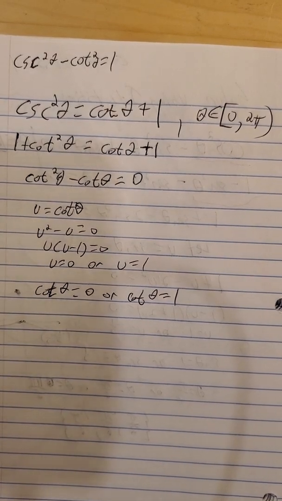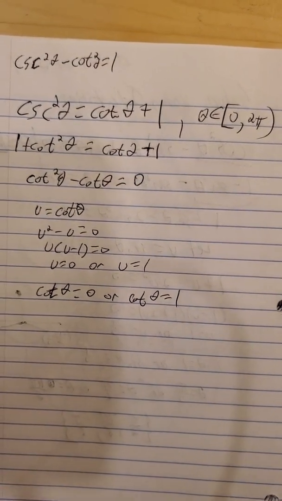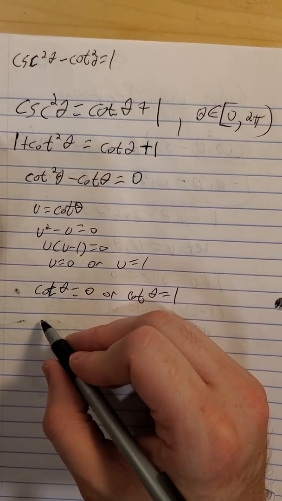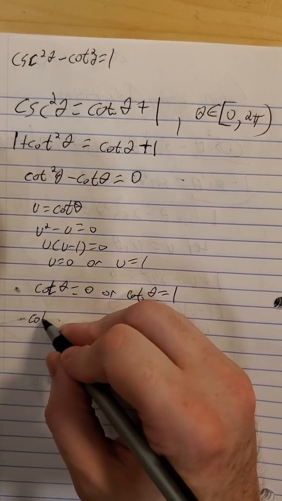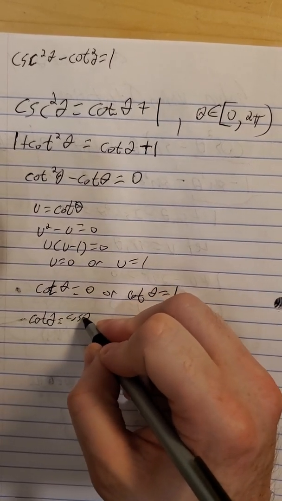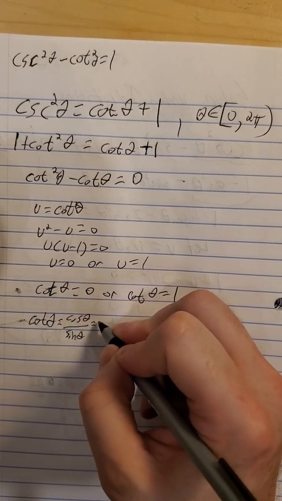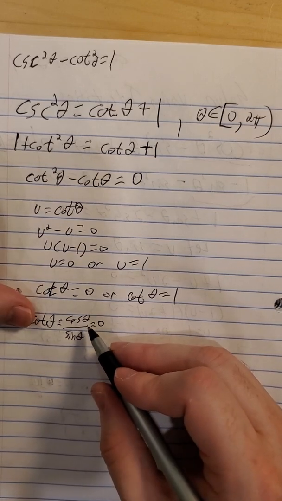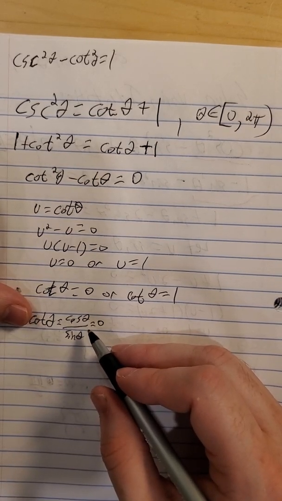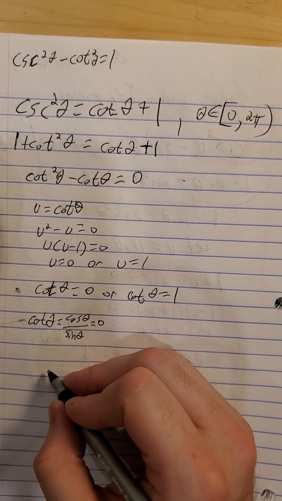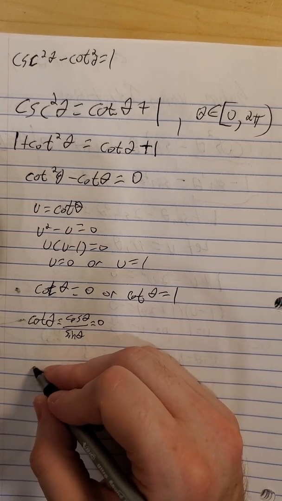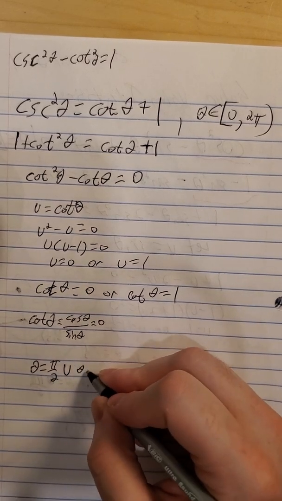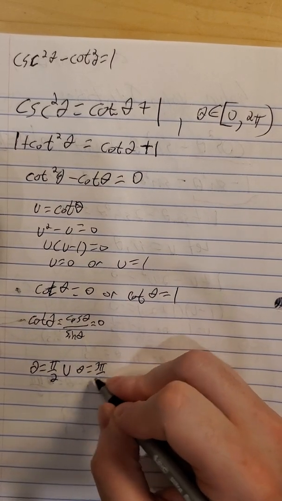So cotangent, recall that is x over y. Also cosine over sine. So if cosine theta over sine theta equals 0, that means cosine theta had to have been 0. Places where the cosine is 0. Cosine is 0 at pi over 2. Also 0 at 3 pi over 2.